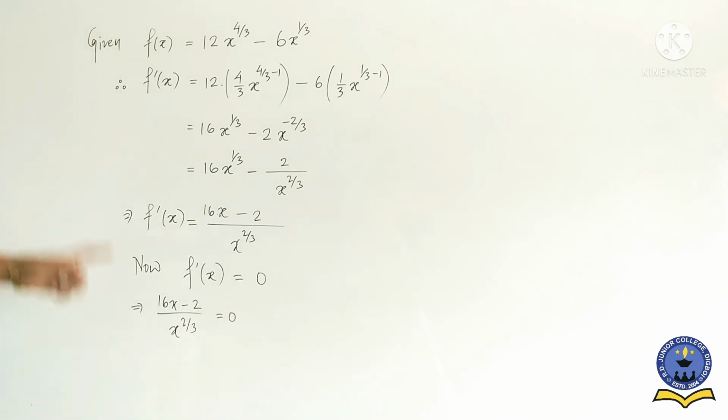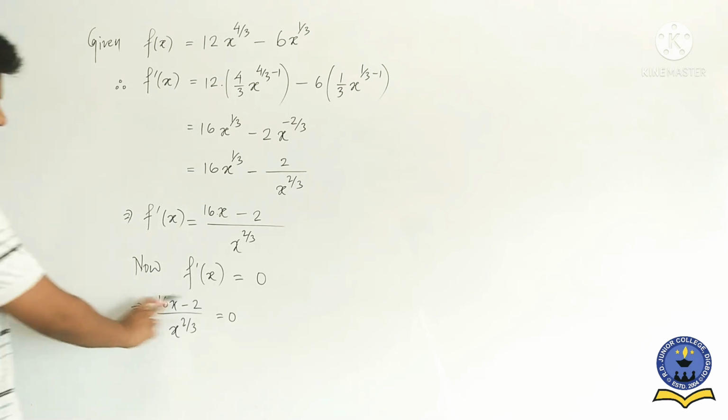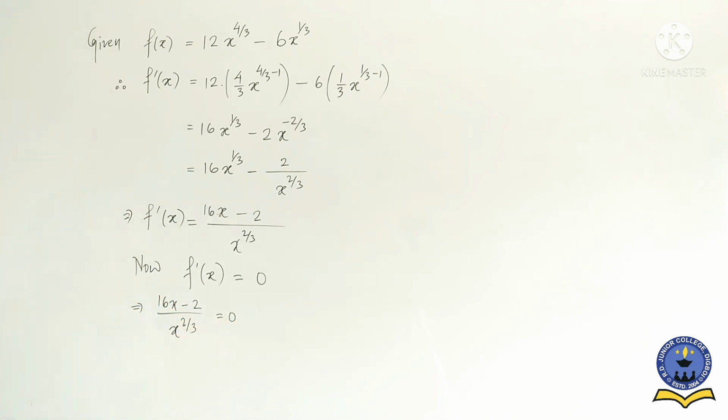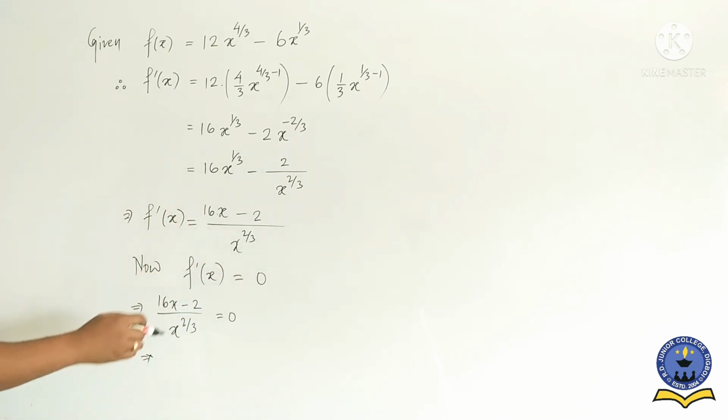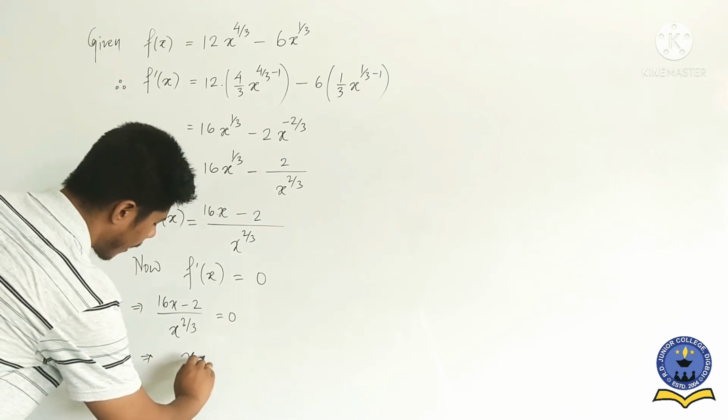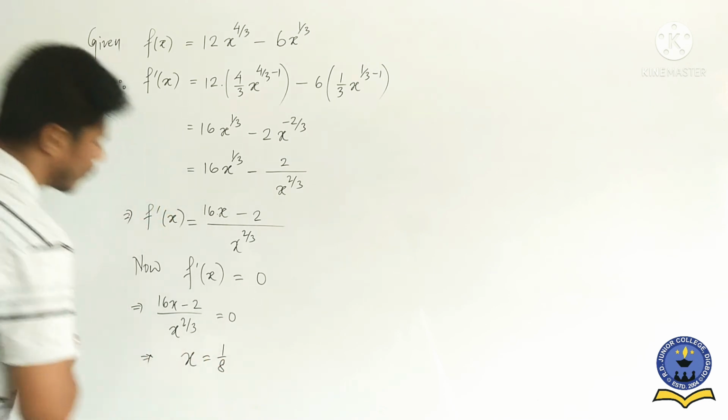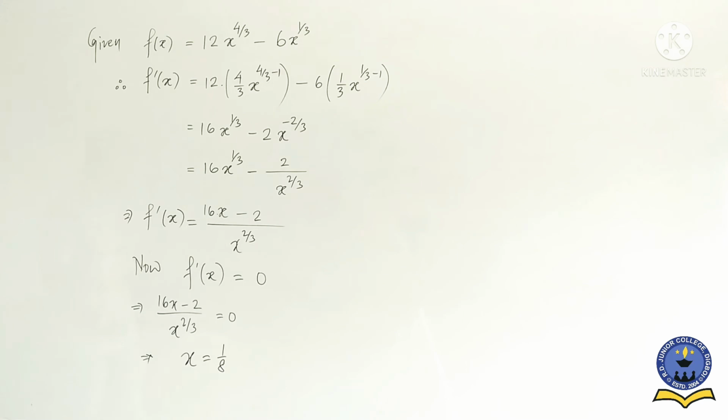And now here x to the power 2 by 3, if we cancel, then simply remains 16x minus 2 equals 0. And from here what do we get? x equal to, if you shift, 2 divided by 16, ultimately here we get x equal to 1 by 8. So in this case, we get x equal to 1 by 8, isn't it?